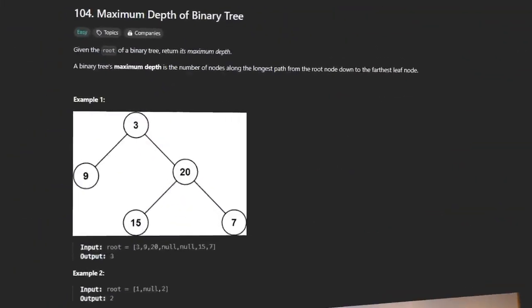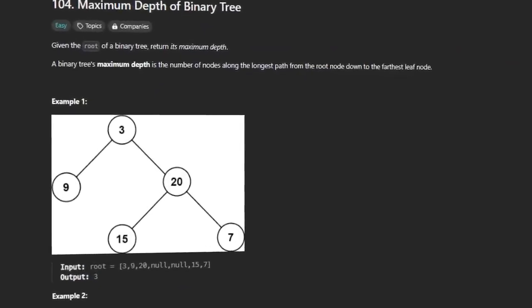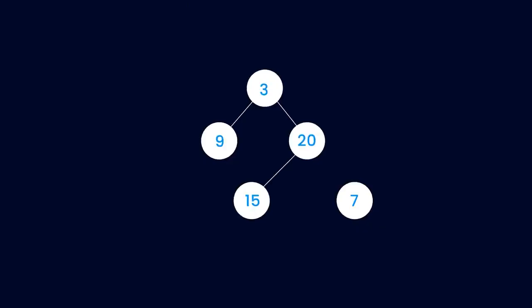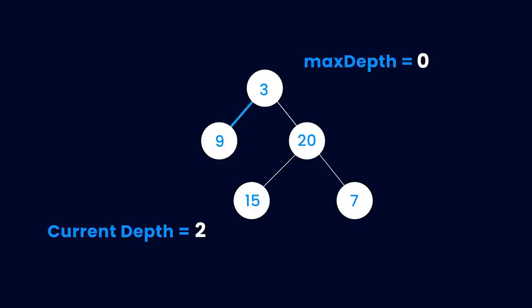For example, in this very popular problem called maximum depth of binary tree, you need to find the length of the longest path from the root node to a leaf node. For this, you simply keep track of the depth as you do a binary tree DFS. And whenever you reach a dead end, you update the maximum depth if the current depth is more than the maximum depth. It's that simple.